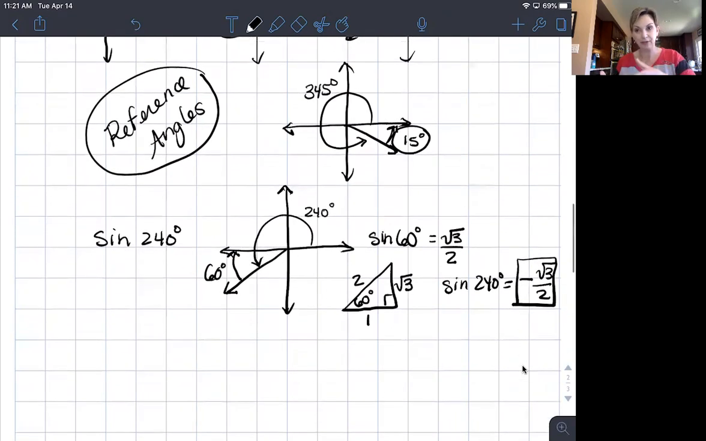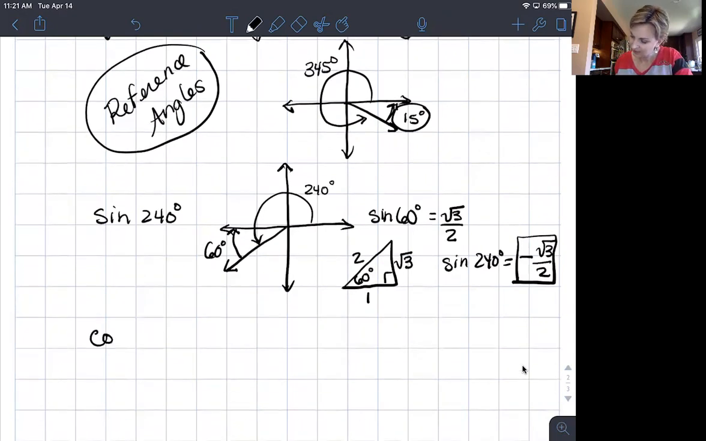So you use the reference angle to solve for the sine, and then you pick whether it's positive or negative based on which quadrant it's in. Let's do another one. How about cotangent of 495?